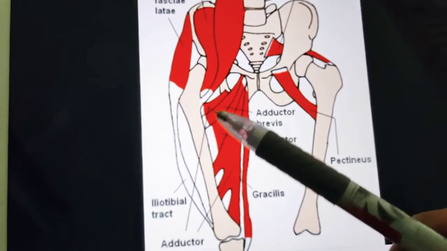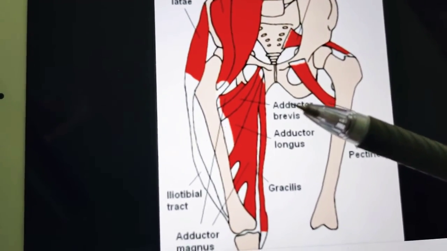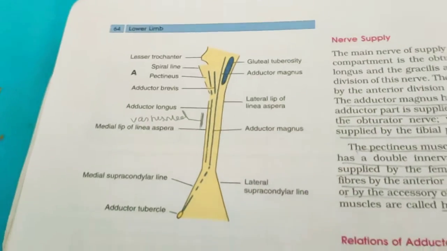So from there it is getting its origin, and it is getting inserted into the line extending from the lesser trochanter. Let us see another diagram for the insertion.